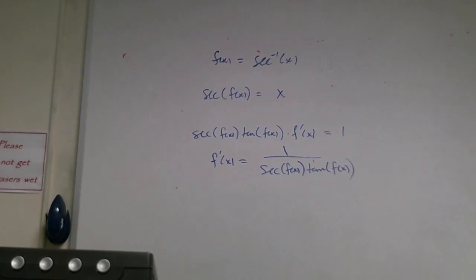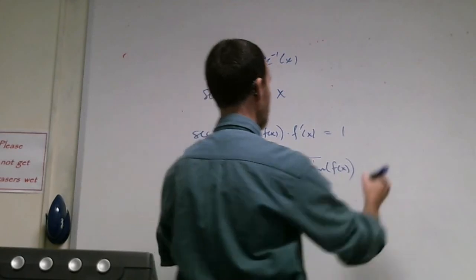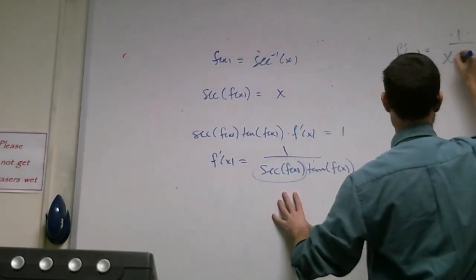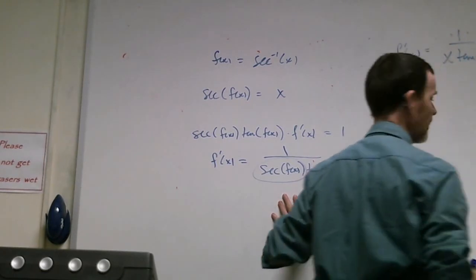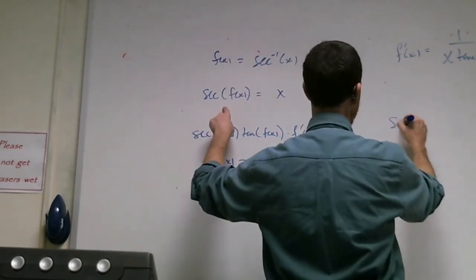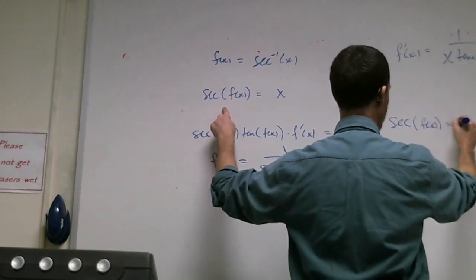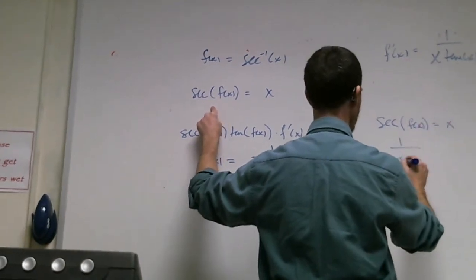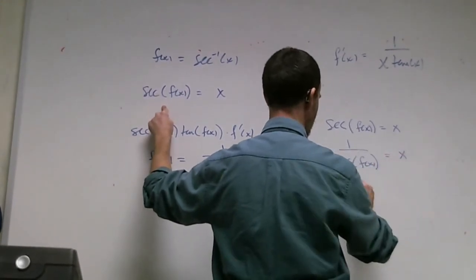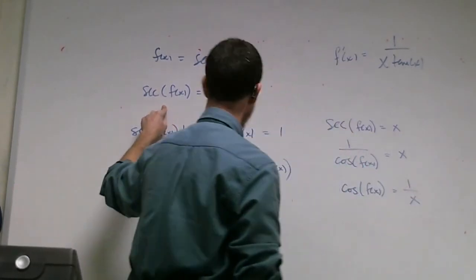All right. So now, secant of f of x is x, so that part's done. So f prime of x is 1 over x tan f of x. Now that tan could be a little harder to get rid of, but not much. Secant of f of x is x. That means 1 over cos of f of x is x. That means cos of f of x is 1 over x.